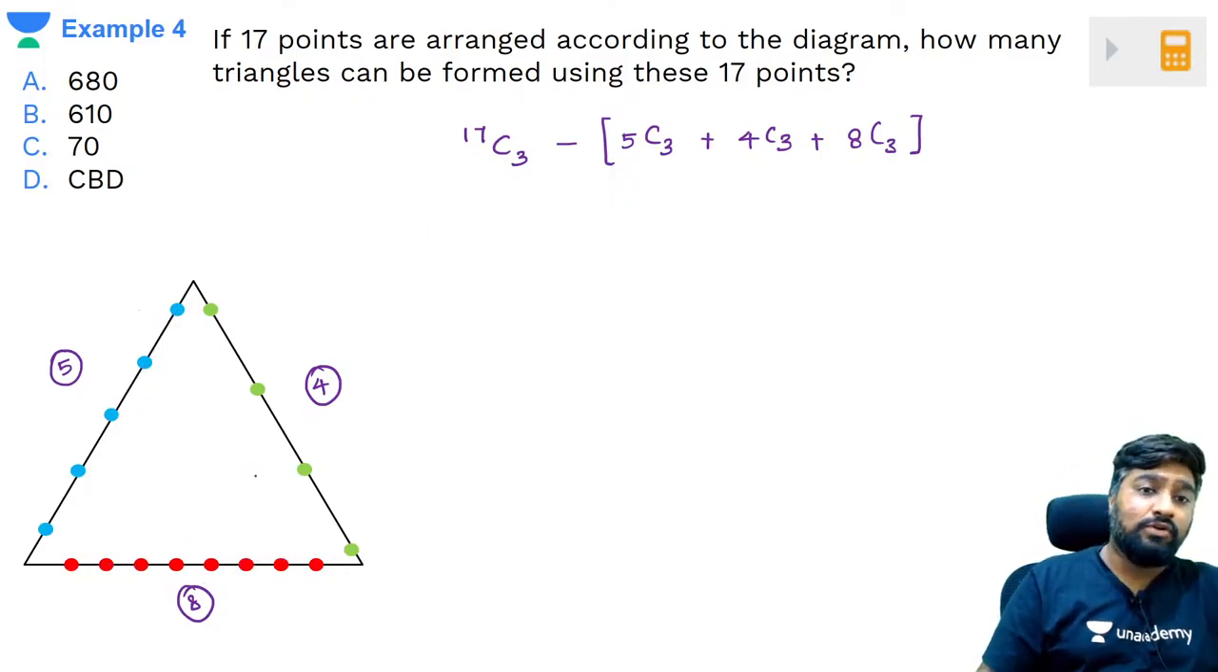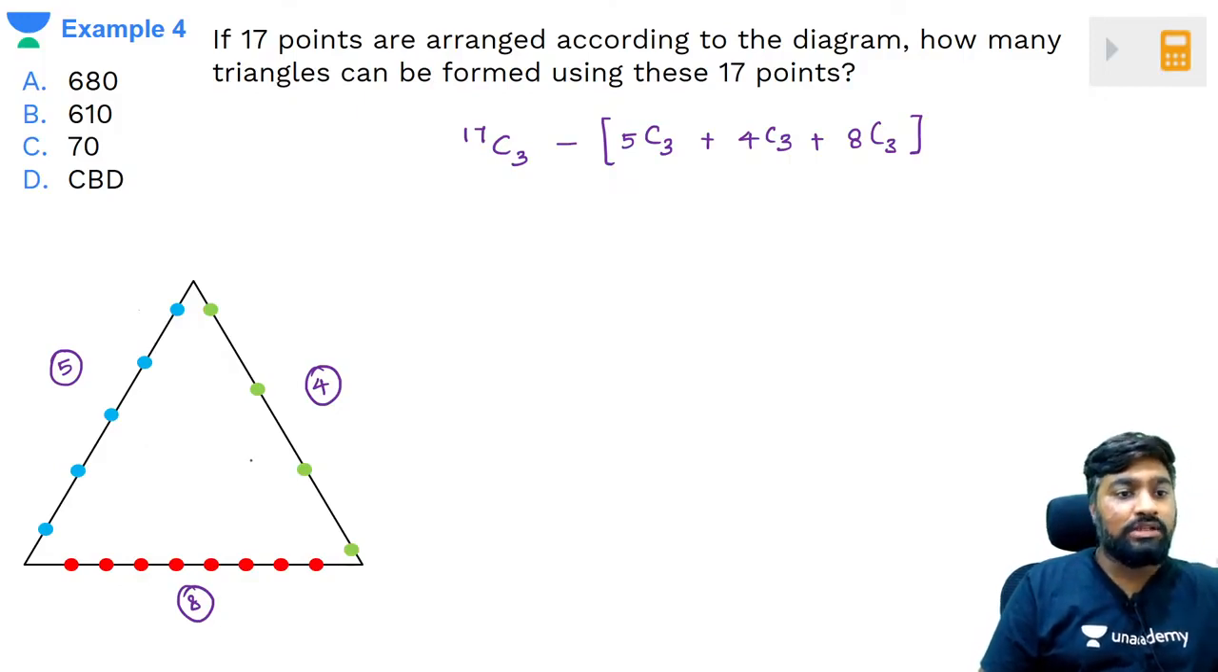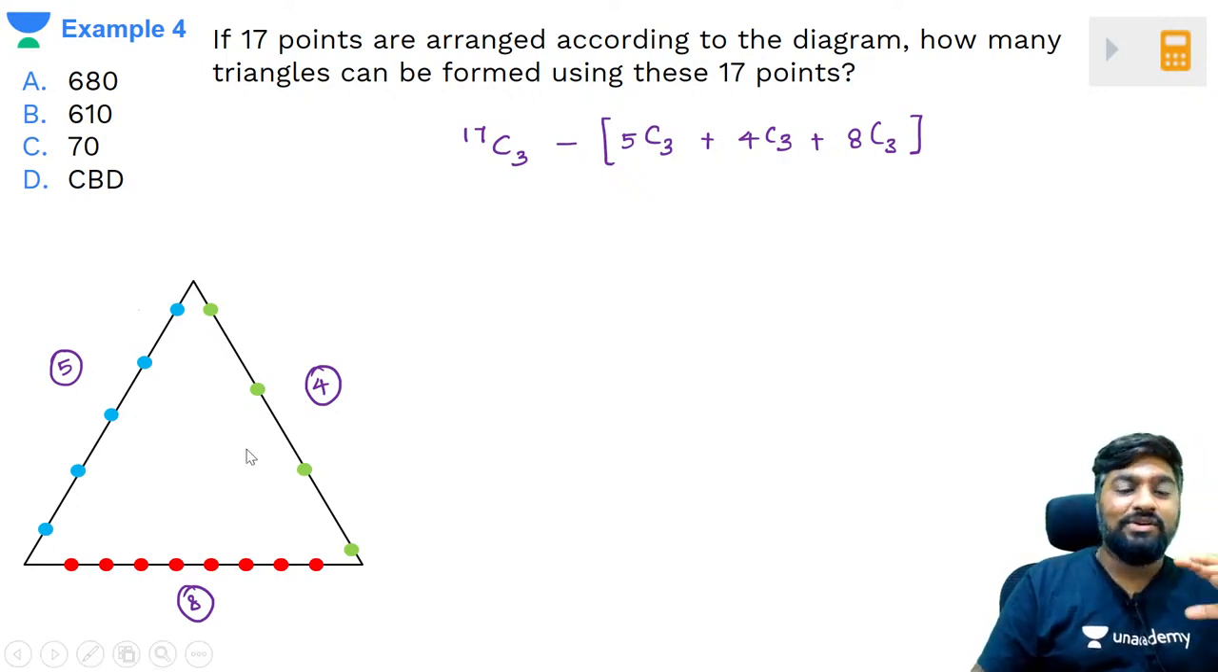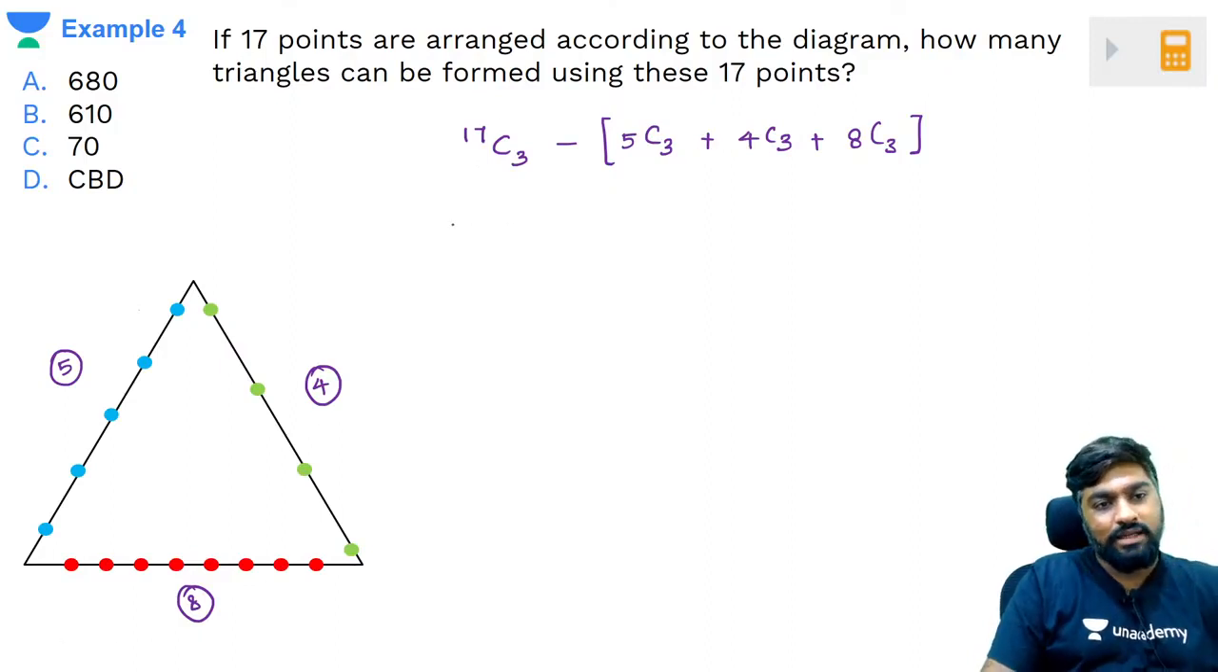Otherwise, if you go for cases, you will have more than one case, right? Case 1, 2, 3, 4, there will be 4 cases, which will definitely confuse you. More than 4 cases in fact. So if you don't want to get confused, this is your way out of this. So do the calculation now.